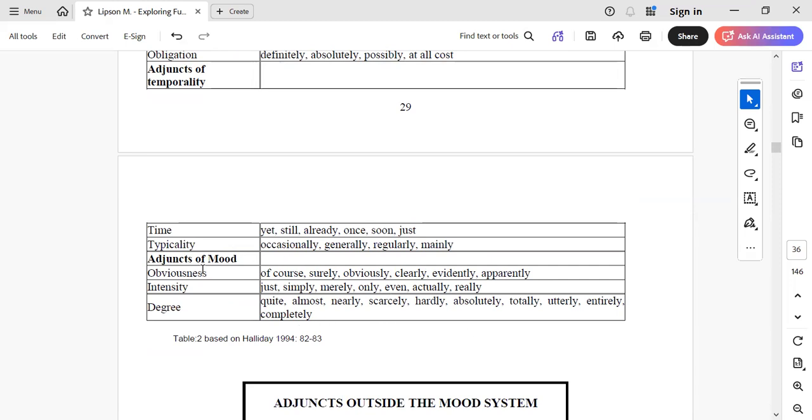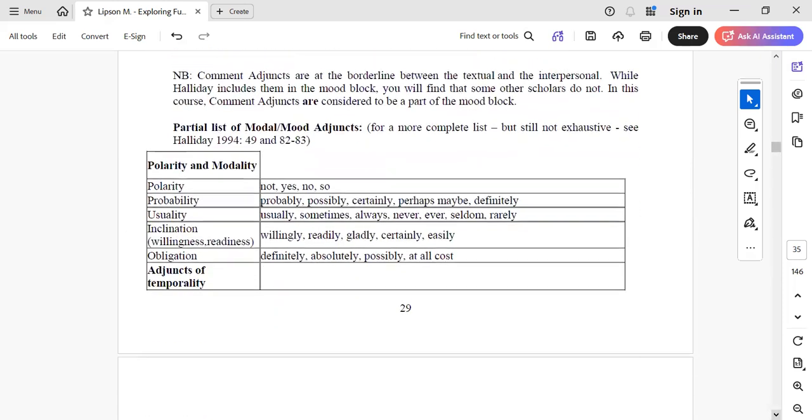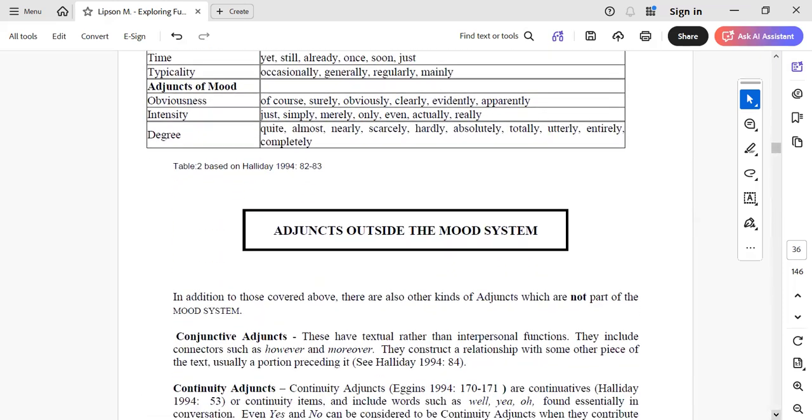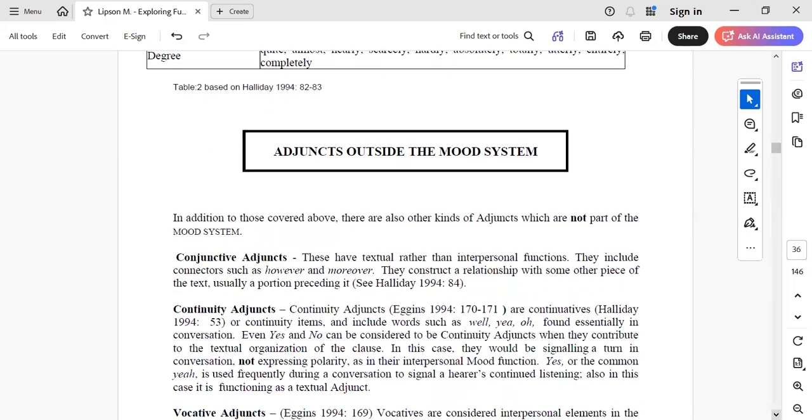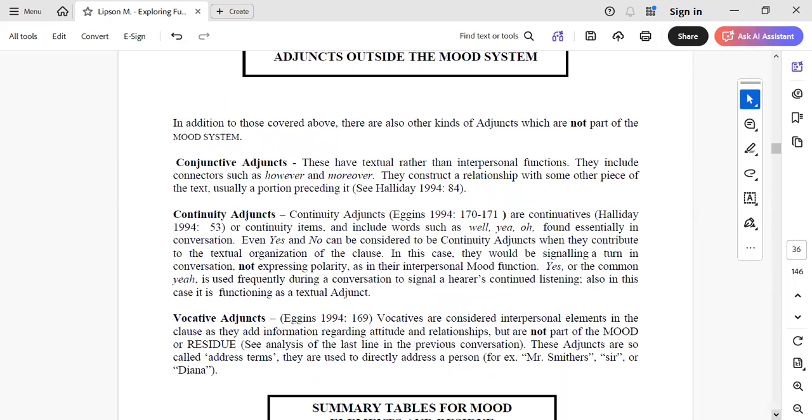Now, you can see over here that adjuncts of temporality are different, adjuncts of mood are different. And then we have one more list here, and that is called polarity and modality, right? Now, adjuncts outside the mood system. The adjuncts may be within the mood system or they may be outside the mood system, right? Now, what are they? In addition to those covered above, there are also other kinds of adjuncts which are not part of the mood system. These have textual rather than interpersonal function.